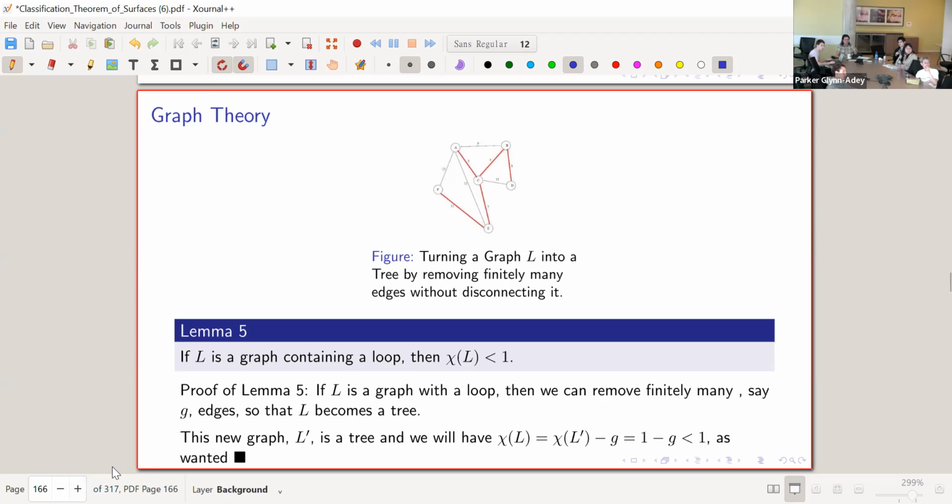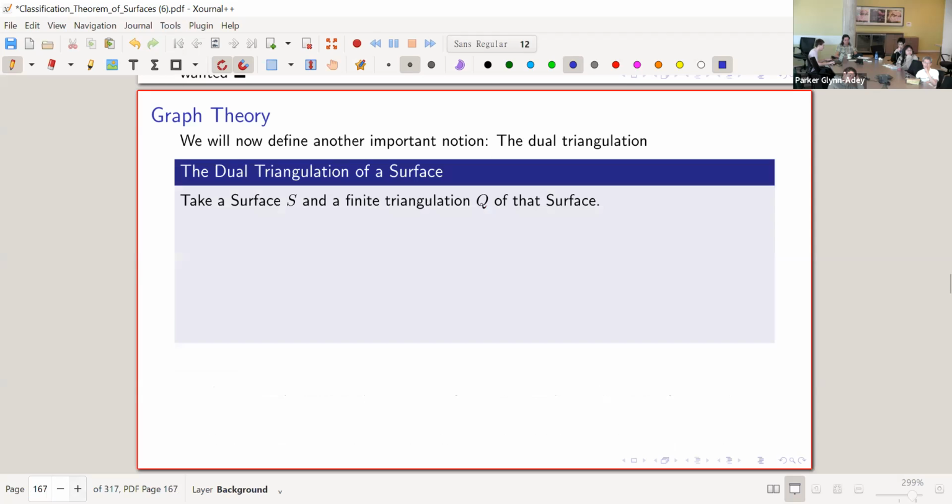And if we do this, we have a new graph, L prime. Again, the Euler characteristic of our original graph, L, will just be the Euler characteristic of L prime minus G, minus the number of edges we took out, because we have to adjust the Euler characteristic. And that's just 1 minus G, because we know every tree has Euler characteristic 1, and that's less than 1. So thus, every graph must have Euler characteristic 1 or less.